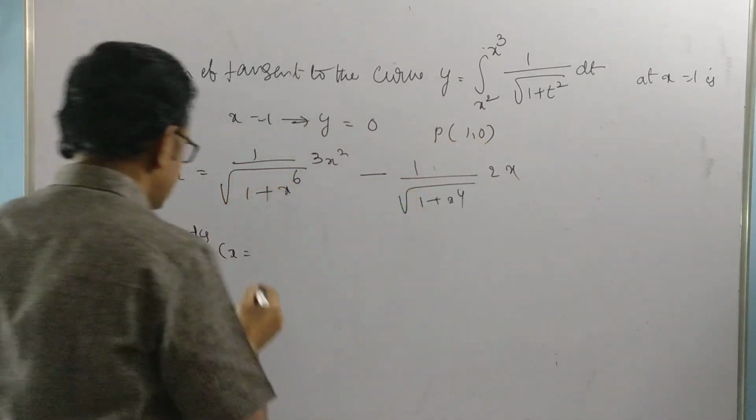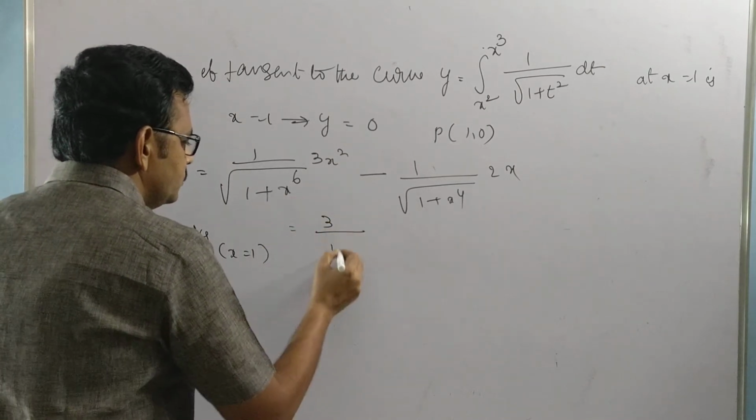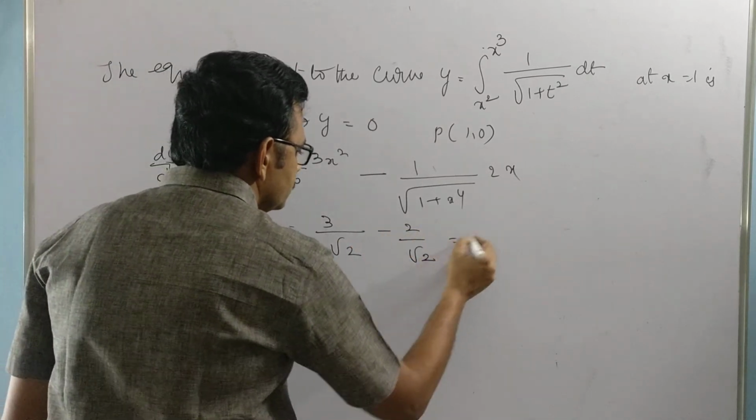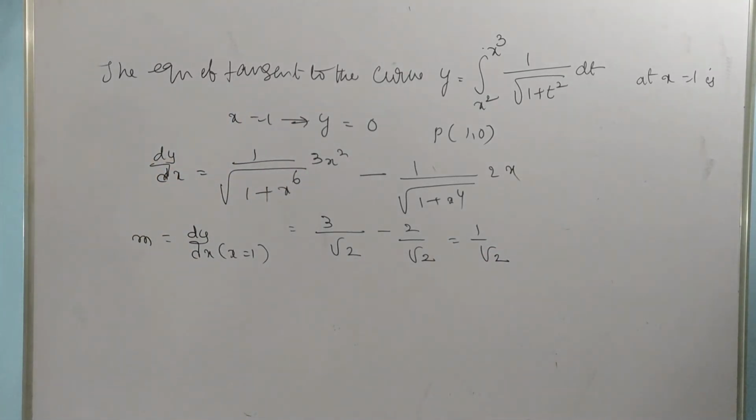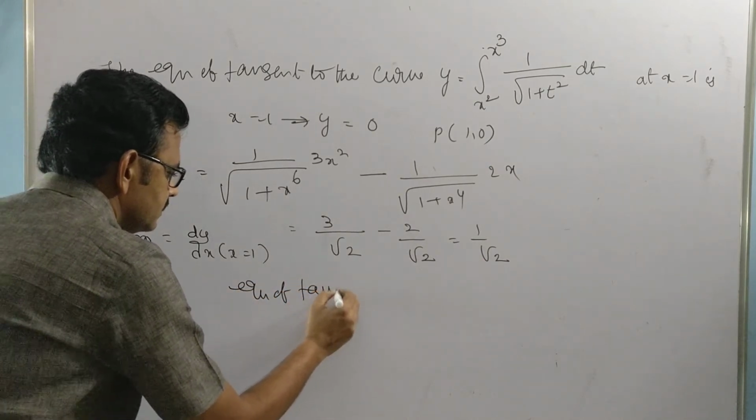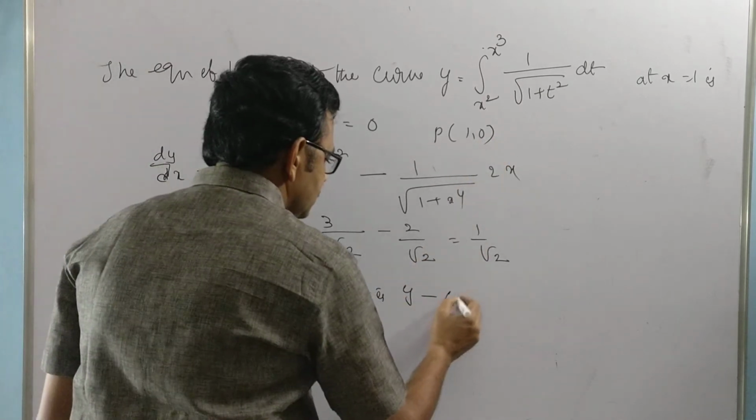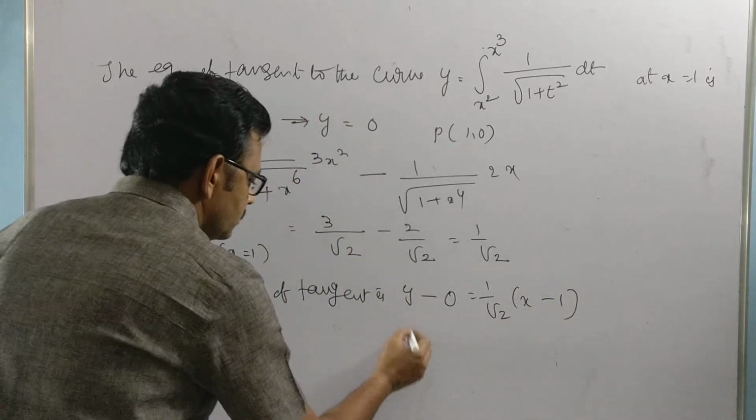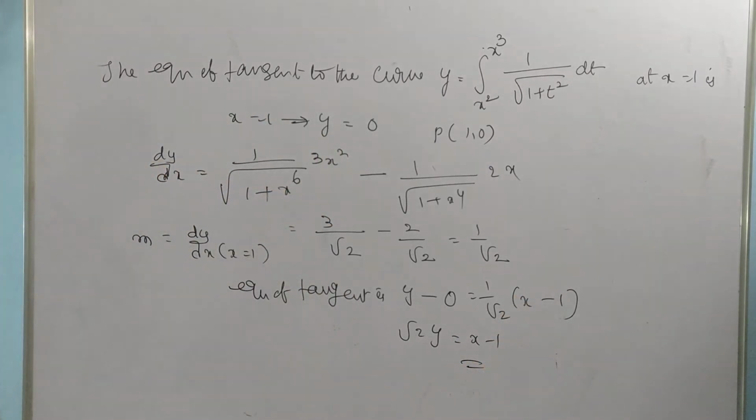There is no y term at x equal to 1. So this is 3 by root 2, minus 2 by root 2, that is 1 by root 2. So that is the slope. Now the equation of tangent is y minus 0, m is 1 by root 2, into x minus 1. So root 2 y is equal to x minus 1. That is the equation of tangent.